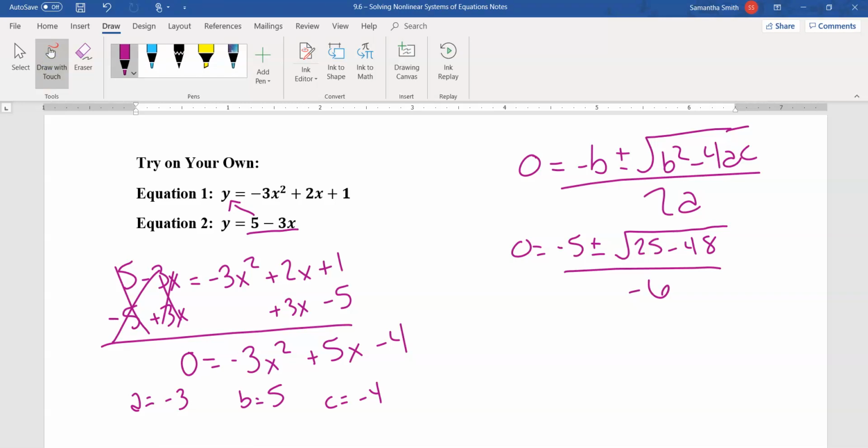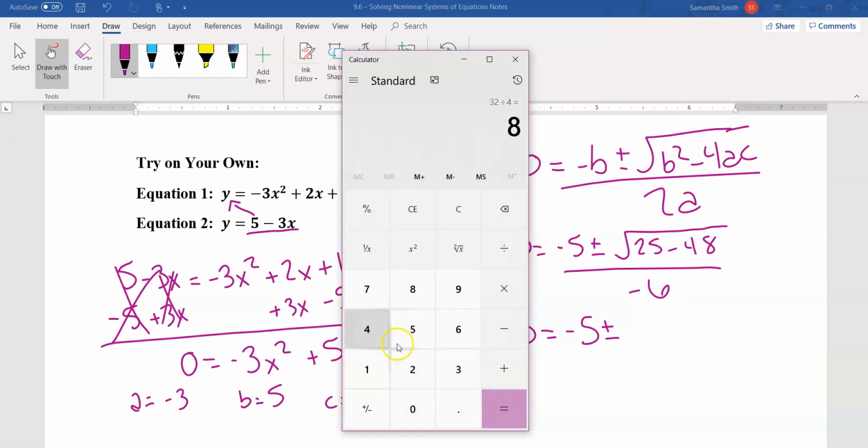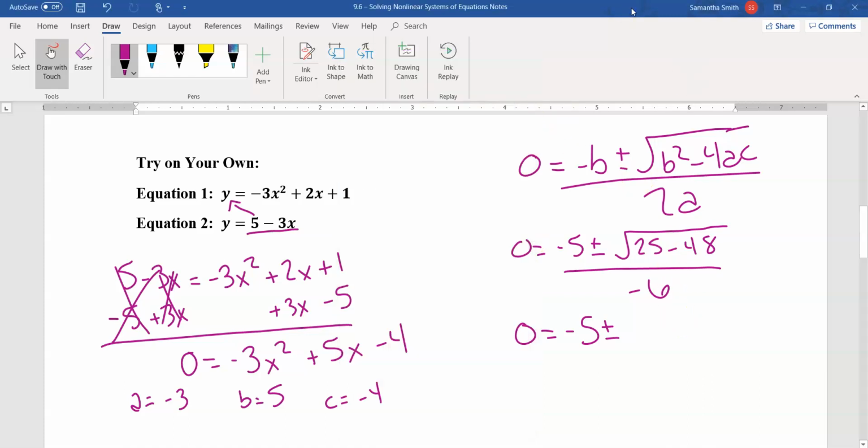All right, the reason I said I can already tell what my answer is going to be is because I know I've done my math correctly under the square root, and I know when I do 25 minus 48, I'm going to end with a negative number. And you cannot take the square root of a negative number, so let's do it. 0 equals negative 5 plus or minus the square root of negative 23. Apparently I already had it there, because it keeps erasing on me. All right.